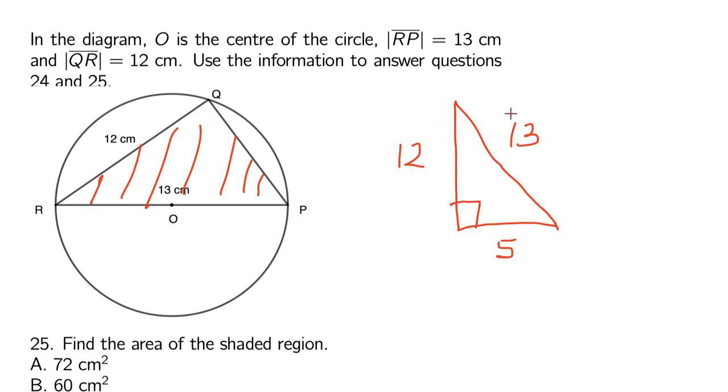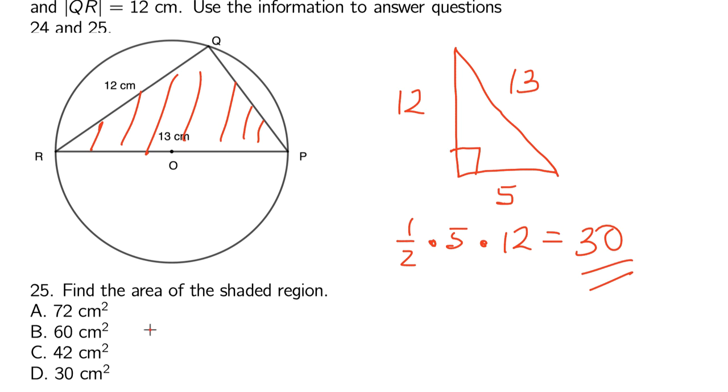What is the area of this triangle? We use the formula half times the base, which is 5, times the height, which is 12. 5 times 12 is 60, half of that is 30. So that's the area of the triangle D.